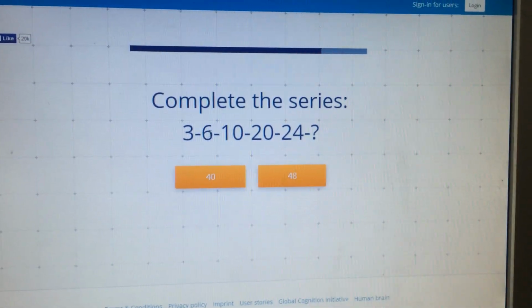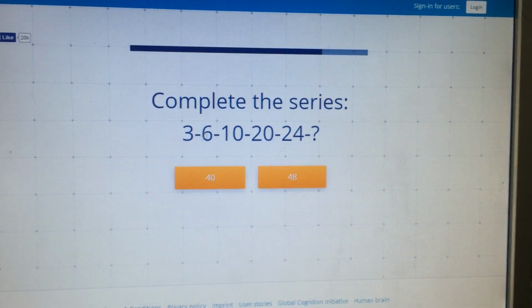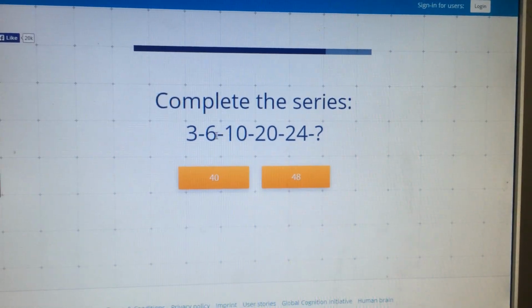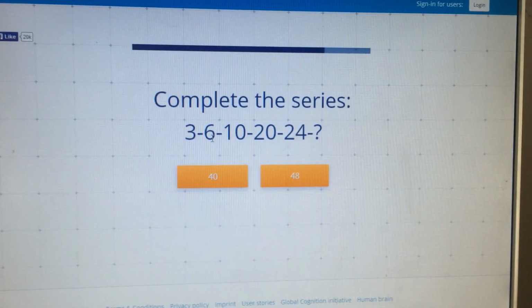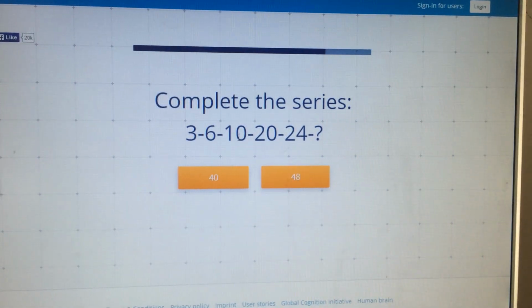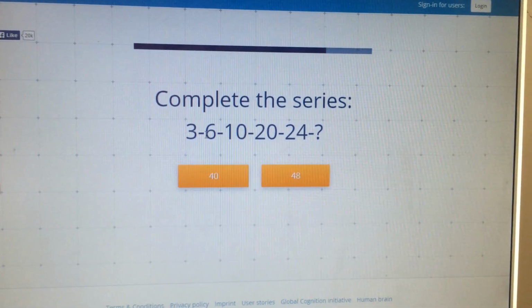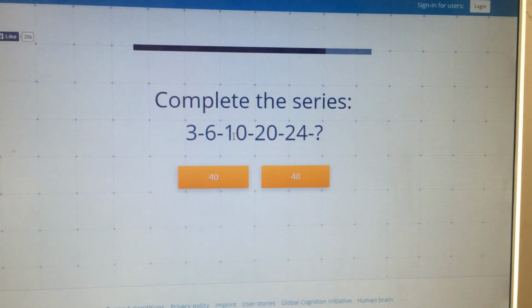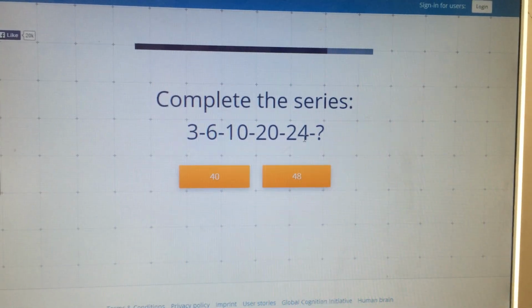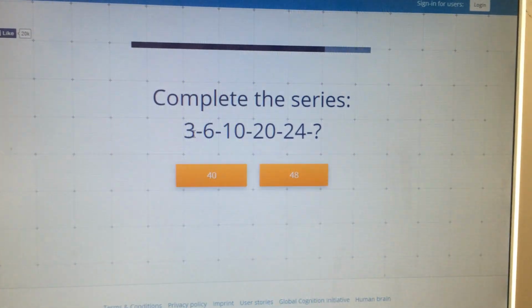So what is happening? You should be able to see that some of the numbers are doubling, aren't they? 3 doubled is 6. 6 doubled isn't 10. 10 doubled is 20. 20 doubled isn't 24. But 6 plus 4 is 10, and 20 plus 4 is 24. So if we look, we now see a pattern.